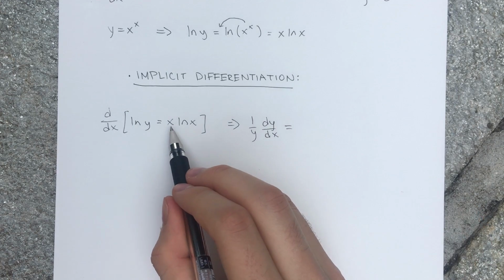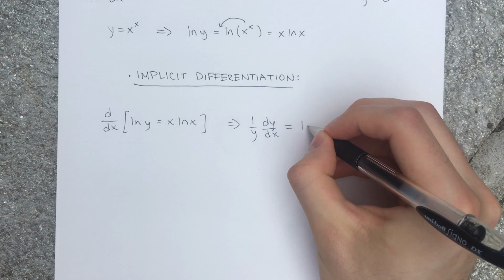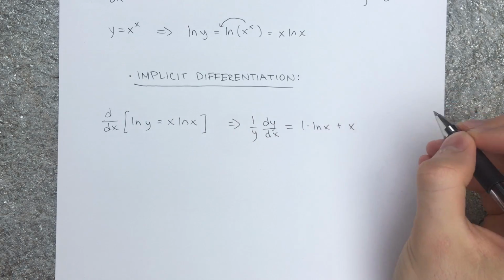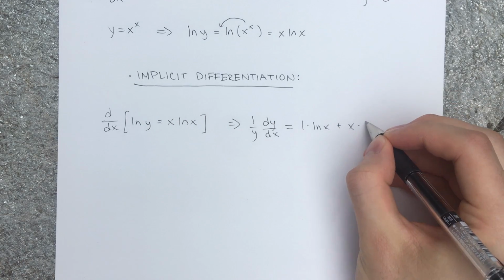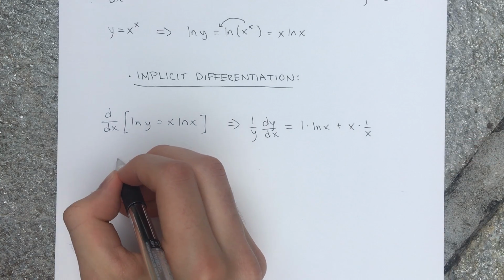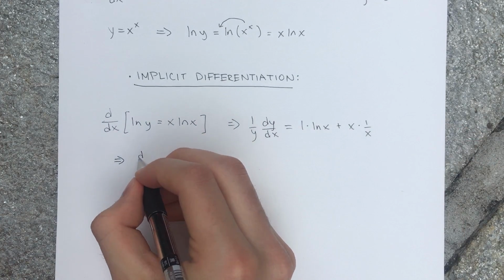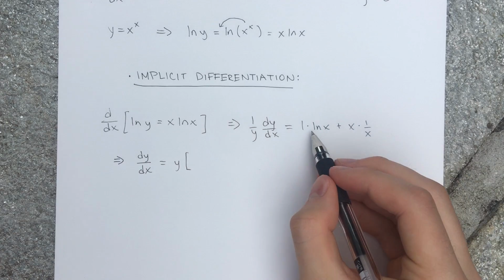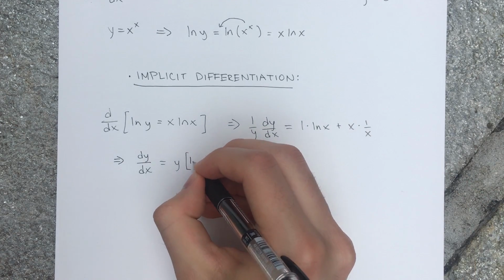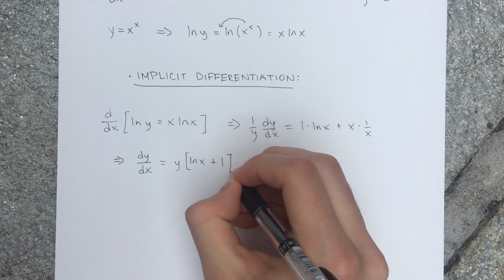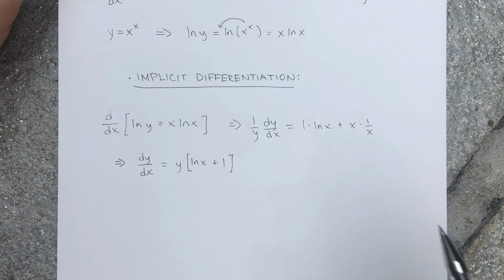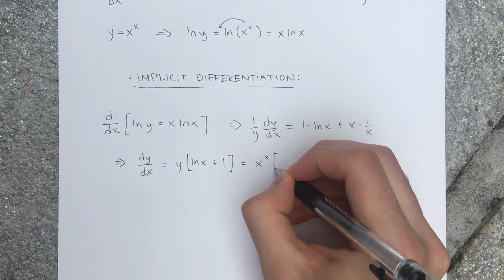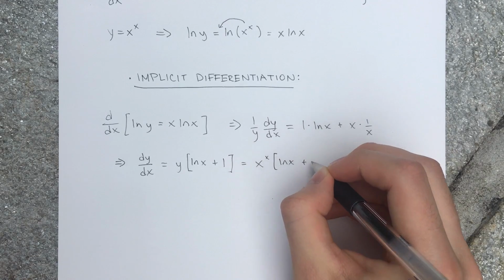And here we have a product rule. The derivative of the first is 1, so we have 1 times ln x plus x times the derivative of ln x, which is just 1 over x. And if we simplify this, I'll move the y to the other side. We'll get dy dx is equal to y times ln x plus 1. And what is y? Well, as we wrote earlier, y is just x to the x. So we get x to the x times ln x plus 1.